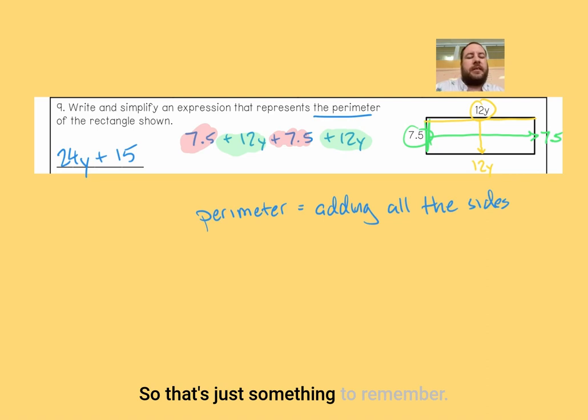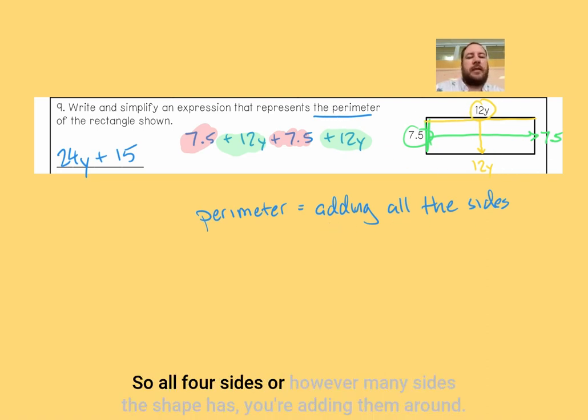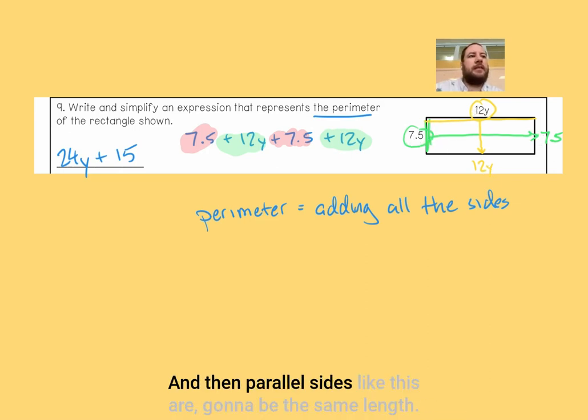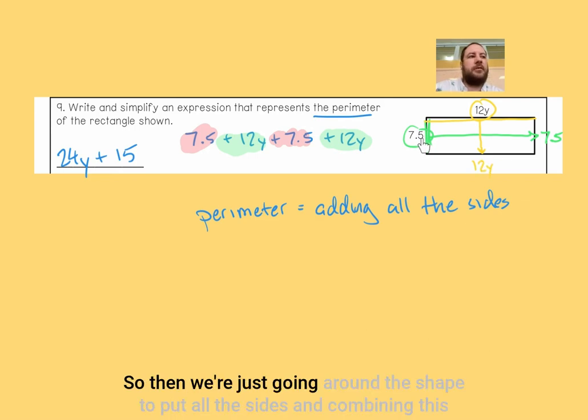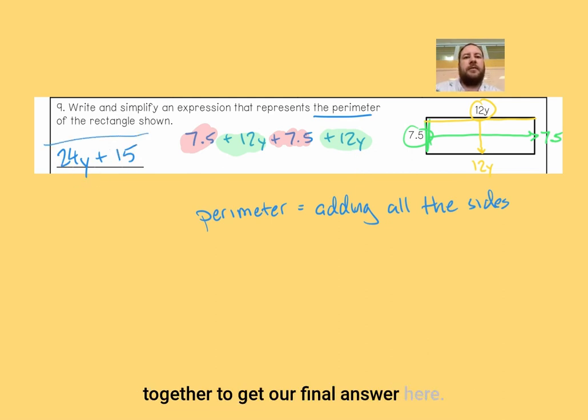So that's just something to remember. Whenever we're doing perimeter, that means we're adding all the sides. So all 4 sides, or however many sides the shape has, you're adding them around. And then parallel sides like this are going to be the same length. So then we're just going around the shape to put all the sides and then combining those together to get our final answer here.